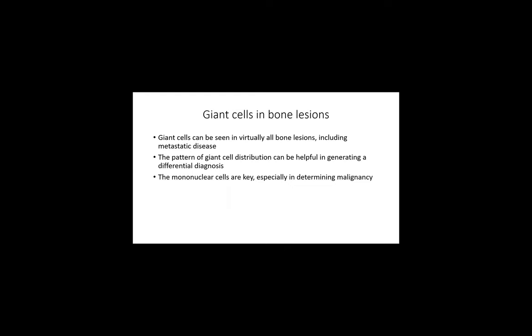So as I mentioned, giant cells in bone lesions are really ubiquitous. They're not specific at all. They can be seen in a lot of different tumors, both benign, malignant, even in metastatic disease. But the pattern of the giant cells can actually be helpful in generating a differential diagnosis. So we'll go over the different patterns you can see. But at the end of the day, it's actually the mononuclear cells that are really key in determining whether we're dealing with a benign or malignant process. So it's really important to make sure we're also taking those cells into consideration.